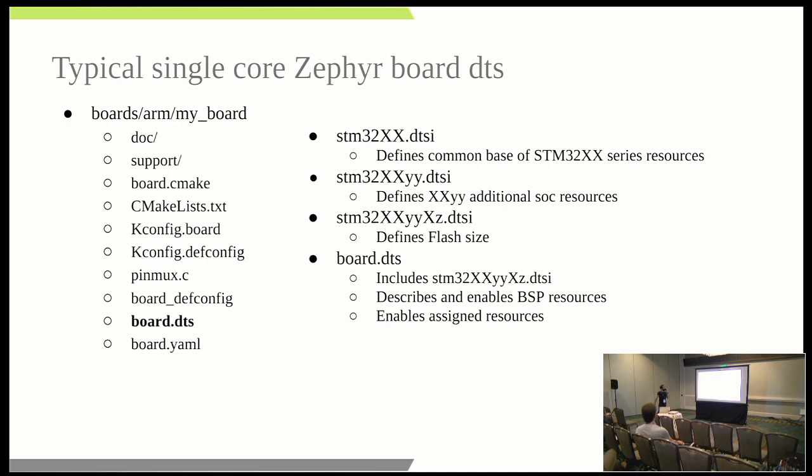Then we go into the variants DTSI that may add some additional resources or peripherals dedicated to this variant. And then the variant that includes the package information that will define flash size, or sometimes the RAM size. And finally, we'll have the board device tree that includes the package DTSI and describes and enables the BSP resources.